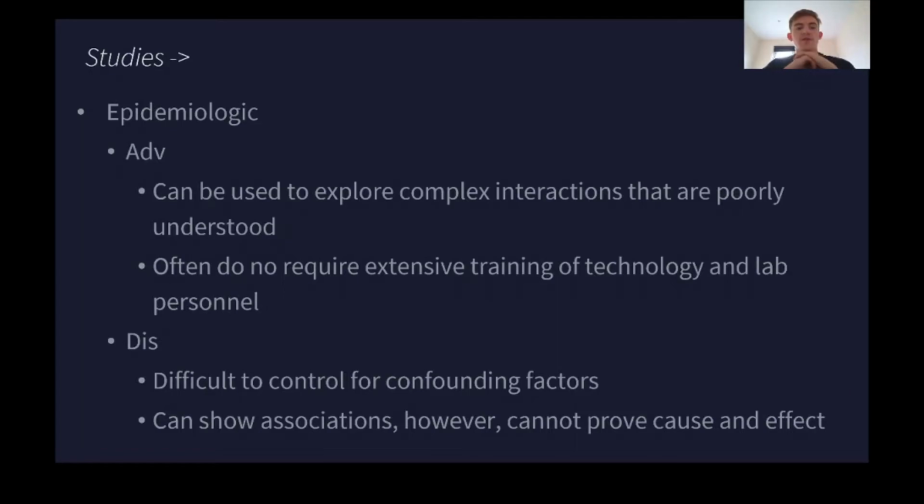Okay, so we're going to talk about three types of studies here. We've got epidemiological studies. So what are the advantages of that? They can be used to explore complex interactions that are poorly understood, and they often don't require extensive training or tech or any lab personnel. However, they can be difficult to control for confounding factors. In this one, we can only show associations, and we can't really prove cause and effect.